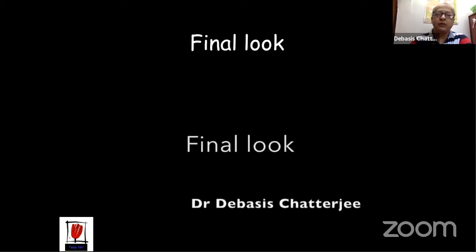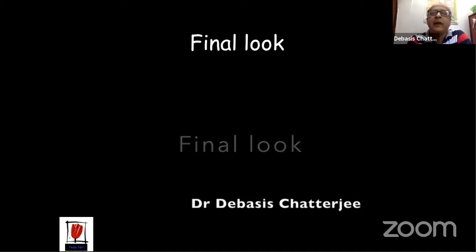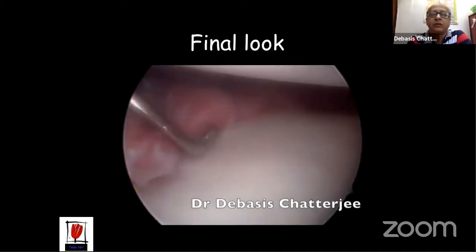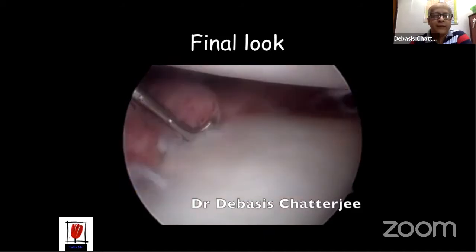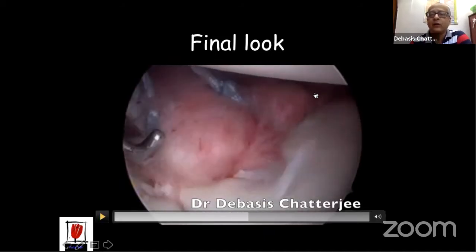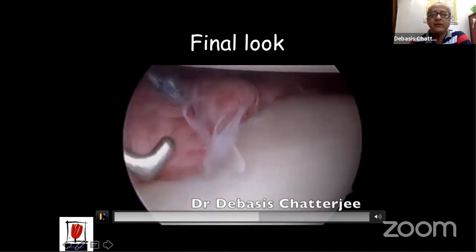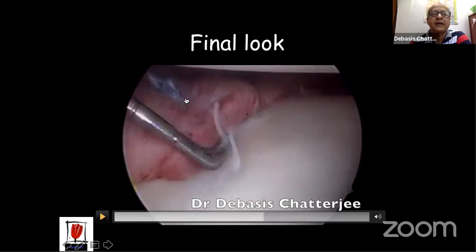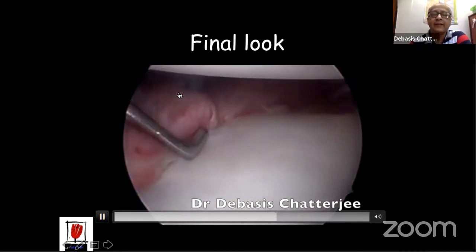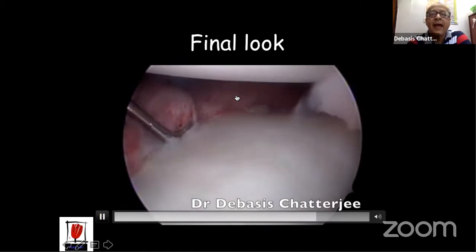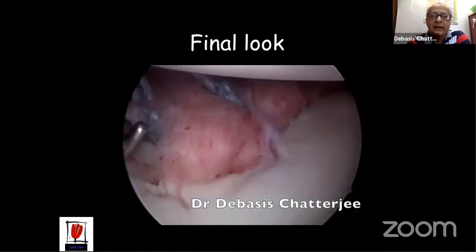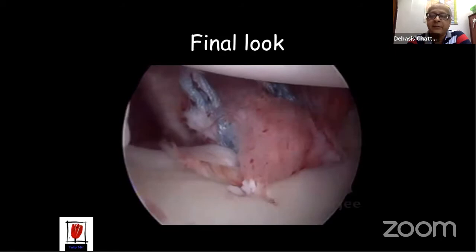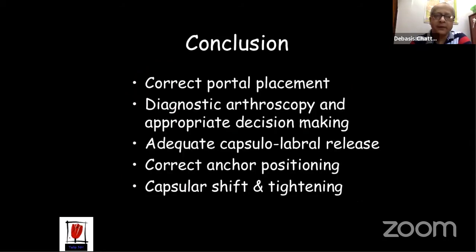Once this has been done, now is the time to have a final look. You can see this is the lowermost anchor, this is the second, this is the third. They're all visible nicely. You look and they are forming a nice bump there. And you will also see that the tension of the glenohumeral ligaments has been restored. And with this, your arthroscopic anchor repair operation is completed.